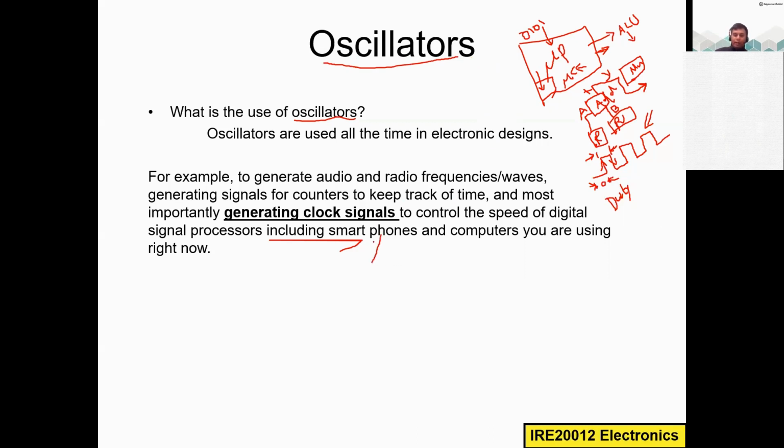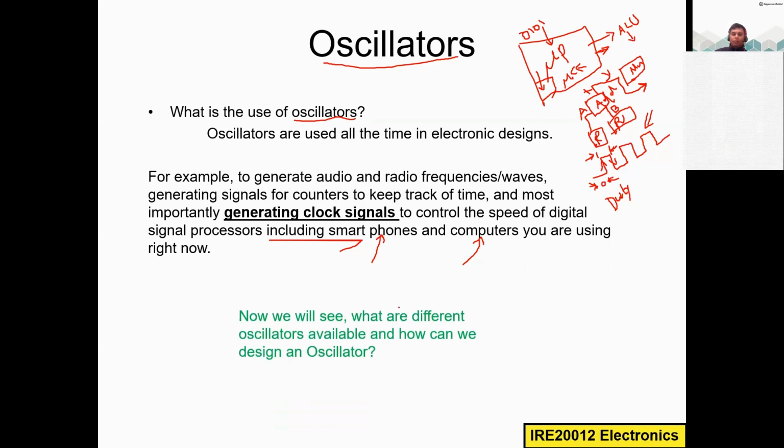Our smartphones definitely have oscillators. Our computers also have oscillators. Even in the lab, you have the oscillator, the oscilloscope, which is generating frequencies and so on. So you can generate either non-sinusoidal or sinusoidal waveforms. So oscillators are a basic and important circuit in electronic designs.